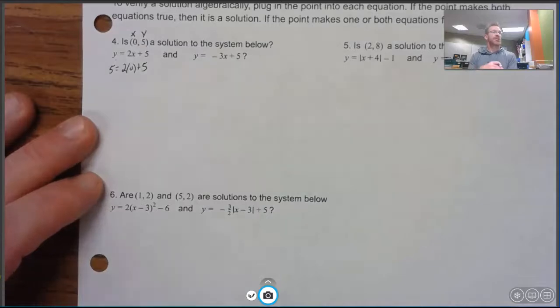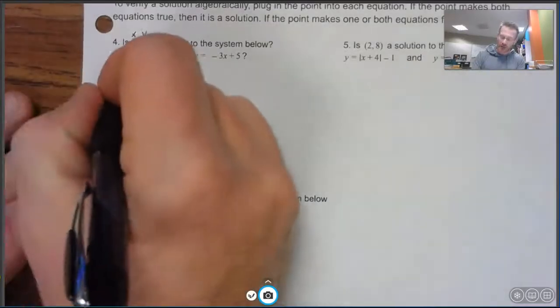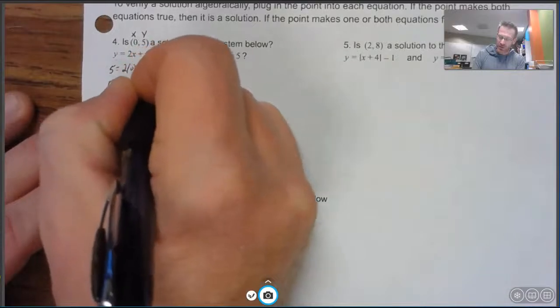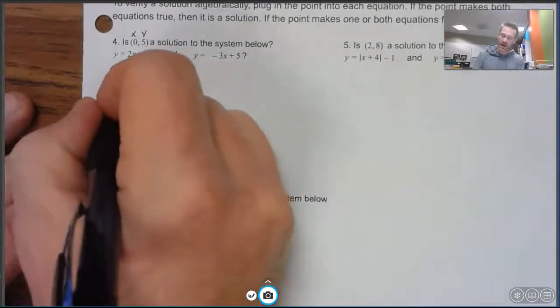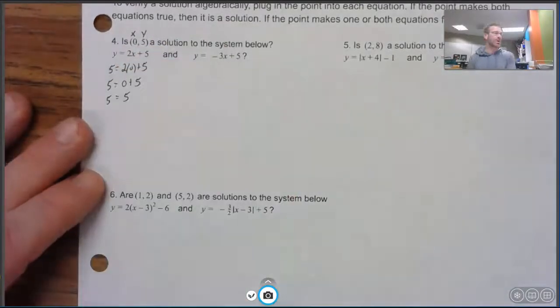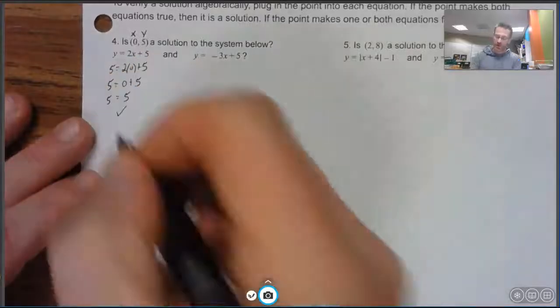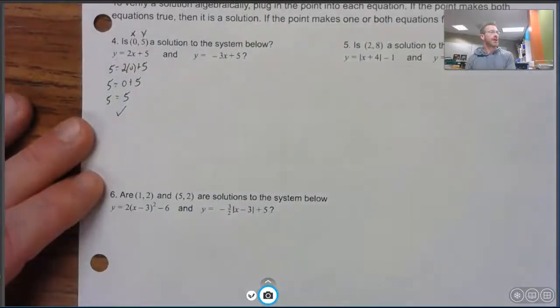And now what I want to do is simplify the right side of that equation to see if I get a true statement. So 5 equals 2 times 0 is 0, and then 0 plus 5 is 5. So 5 equals 5. That is a true statement, so I'm good to go. Now I have to make sure it makes both equations true. It has to be on both of them to be a solution.